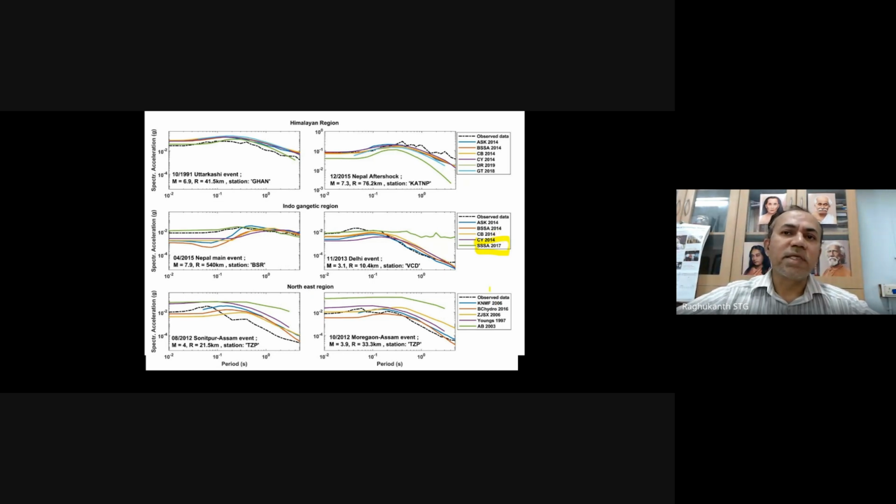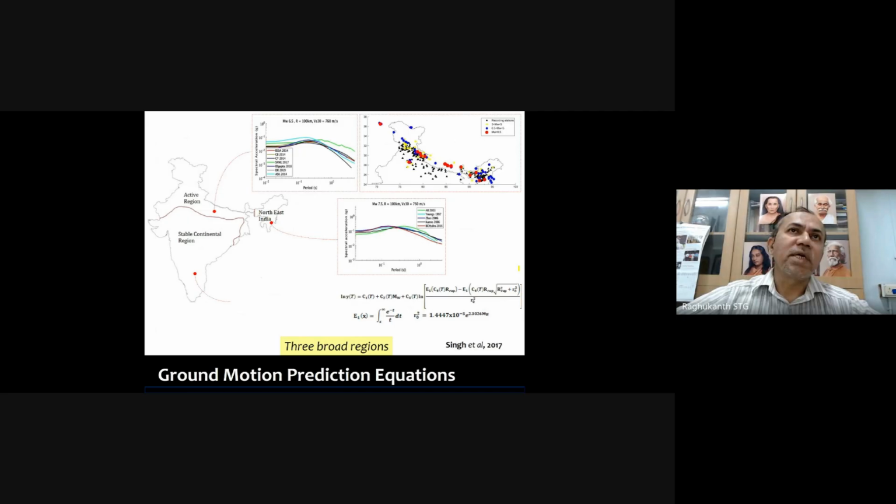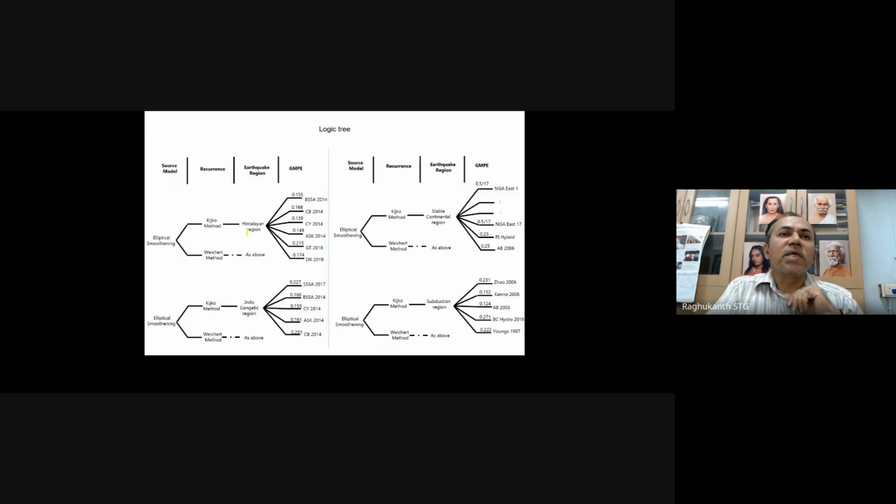Then in the Northeast region, that is essential in the subduction zone, so these equations were used. Now in a similar fashion, we got all the equations for these three regions, and we gave some type of weightages based on the likelihood function. We have ranked these GMPs and other things also. So we got these numbers, and finally we framed this logic tree.